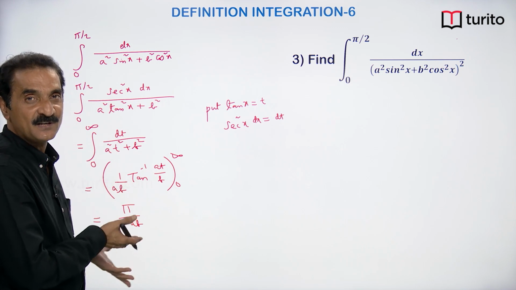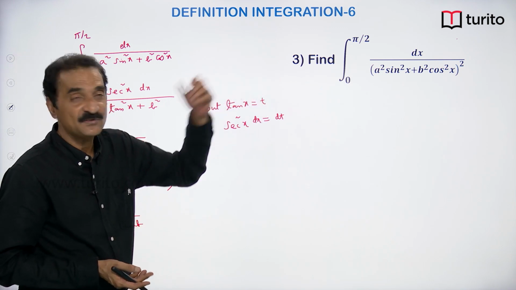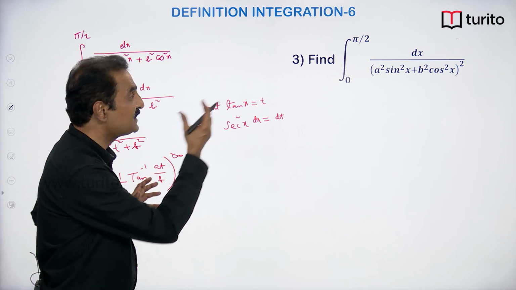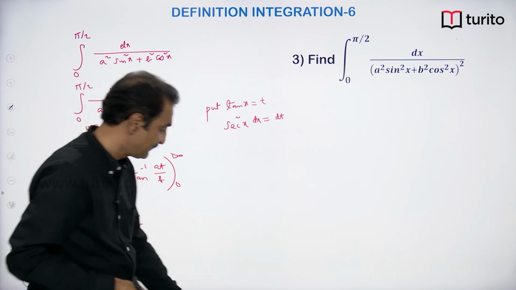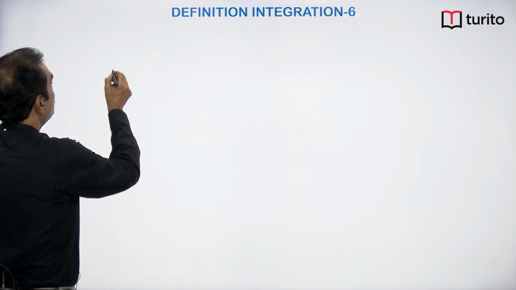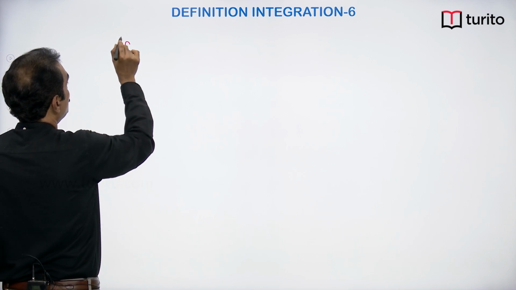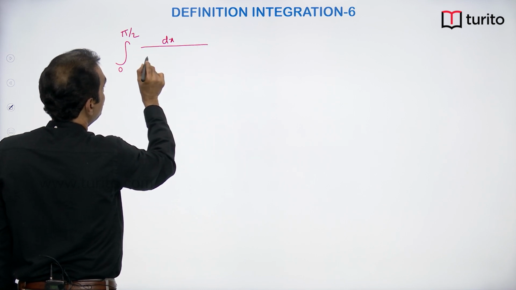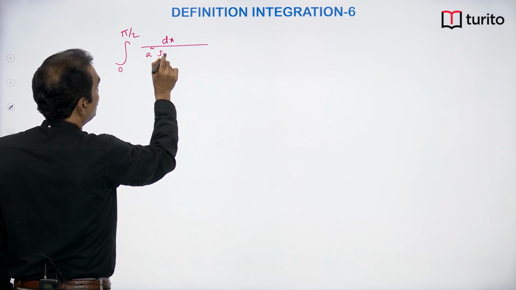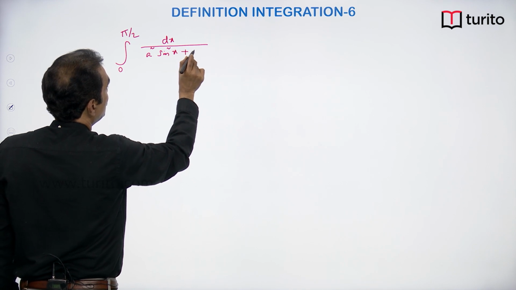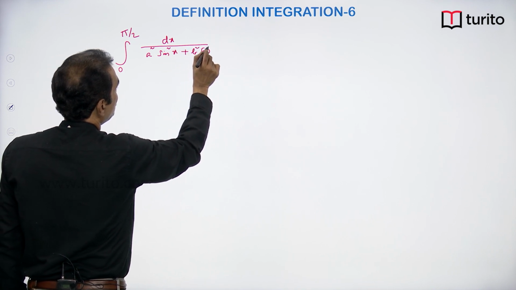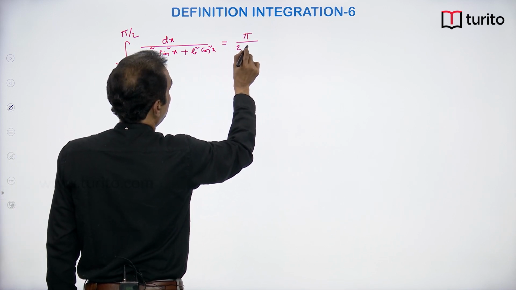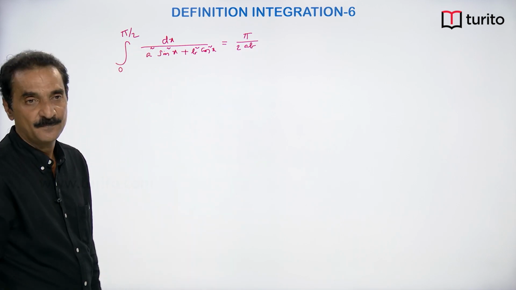Why am I solving this question? The given question is whole square. You must be wondering. Now see the magic. How will I get that integral from this integral? What did we prove? Integral 0 to pi by 2 dx by a square sin square x plus b square cos square x is equal to pi by 2ab. This is what we proved.